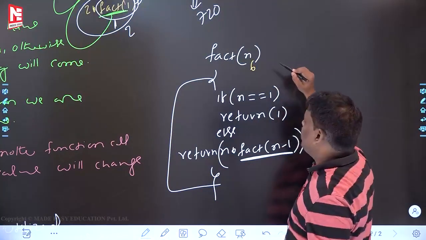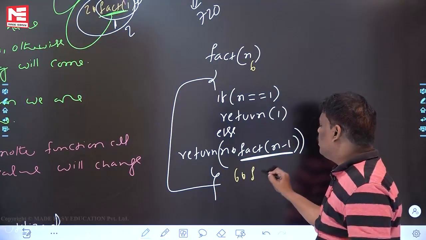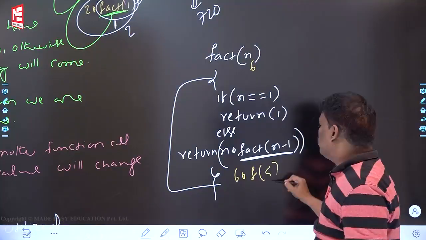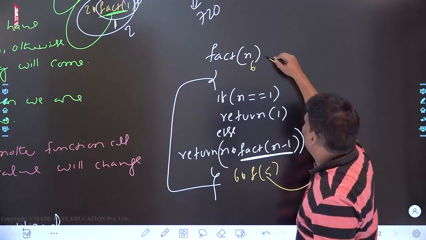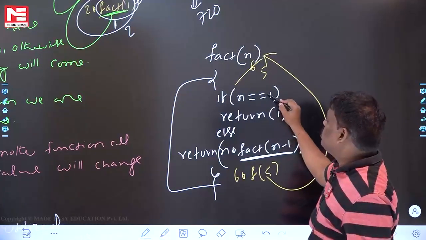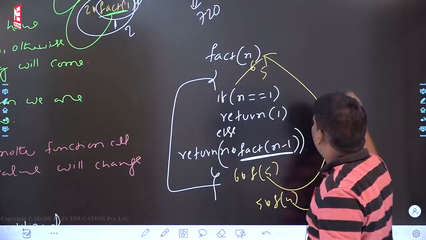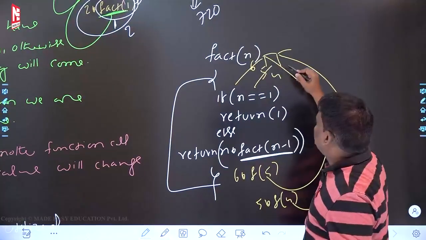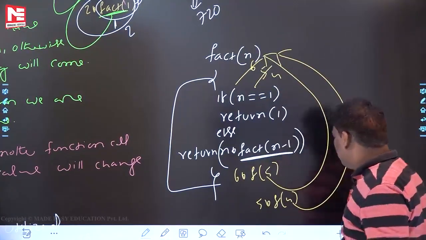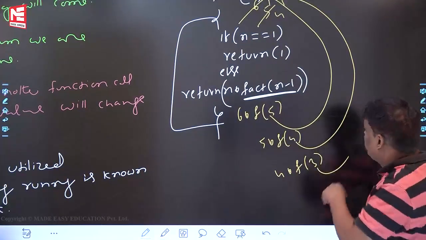Let me find the factorial of 6. Is 6 equal to 1? Fail. Then it is 6 into f of 5. Because of the recursion, 5 is called, and n is now 5 instead of 6. Same story: is 5 equal to 1? No. Then 5 into f of 4. Again call. Is 4 equal to 1? No. Again call, so 4 into f of 3.